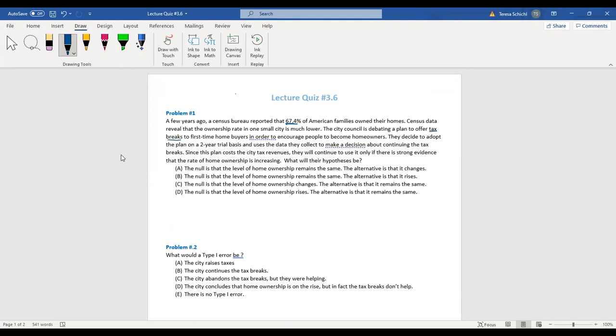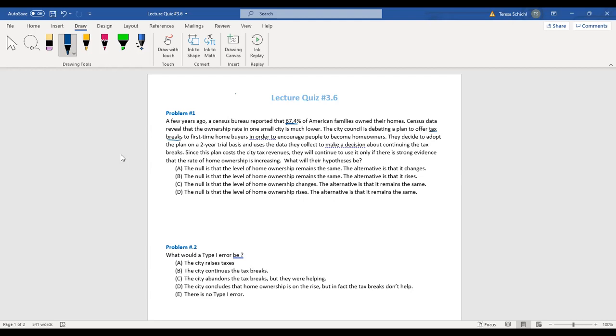They decided to adopt a plan on a two-year trial basis and use the data they collect to make a decision about a continued tax break. Since this plan costs the city tax revenue, they will continue to use it only if there is strong evidence that the rate of homeowners is increasing. What will be their hypotheses?